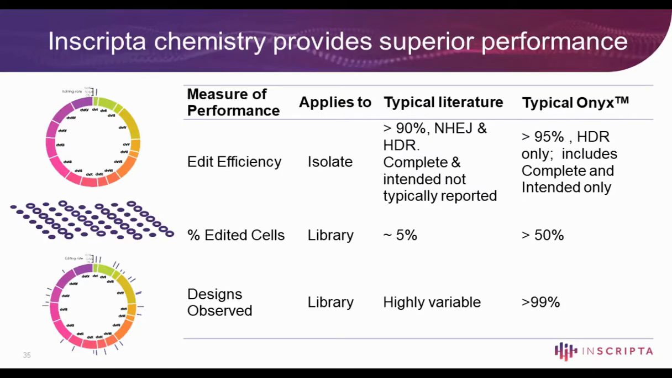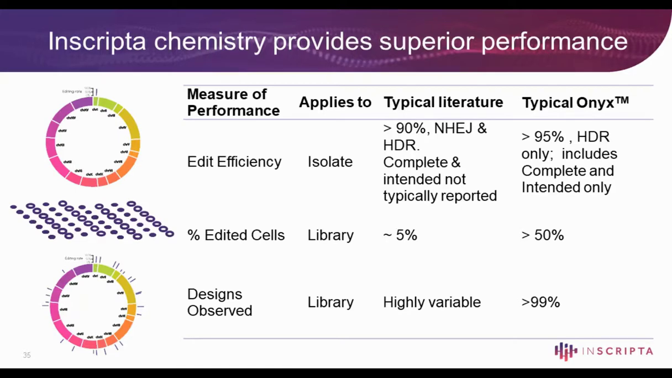So each guide will, dependent on position and edit type, behave a little differently. An Inscripta reported edit efficiency is the number of cells in the cell population which has a complete and intended edit, whereas the designs observed is showing the number of designs we find in the population. I'll just give you an example of what these metrics mean.